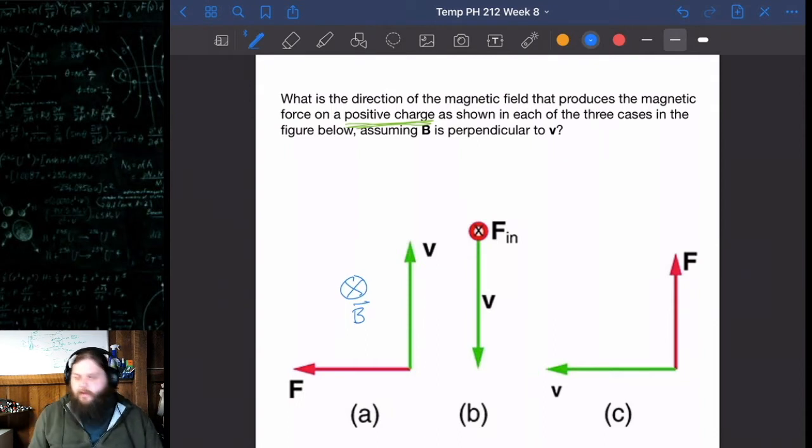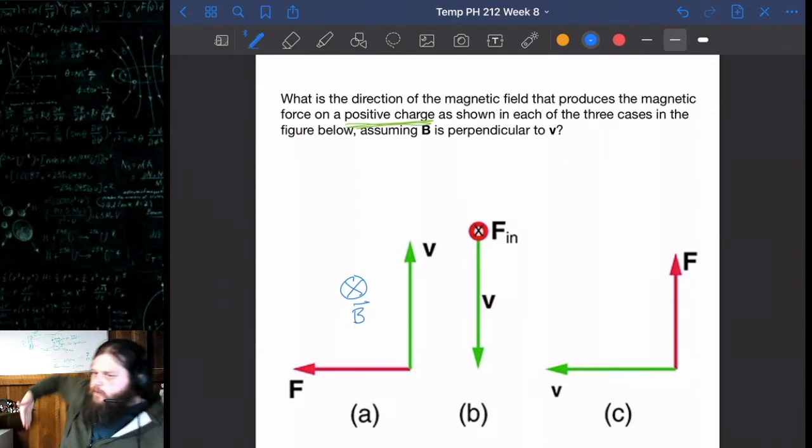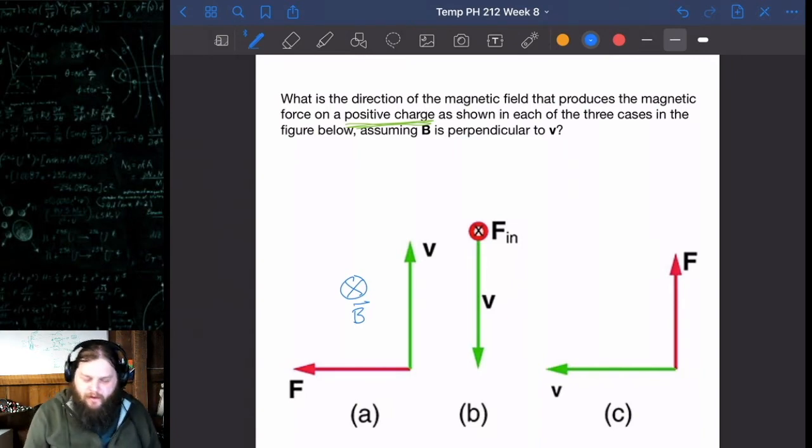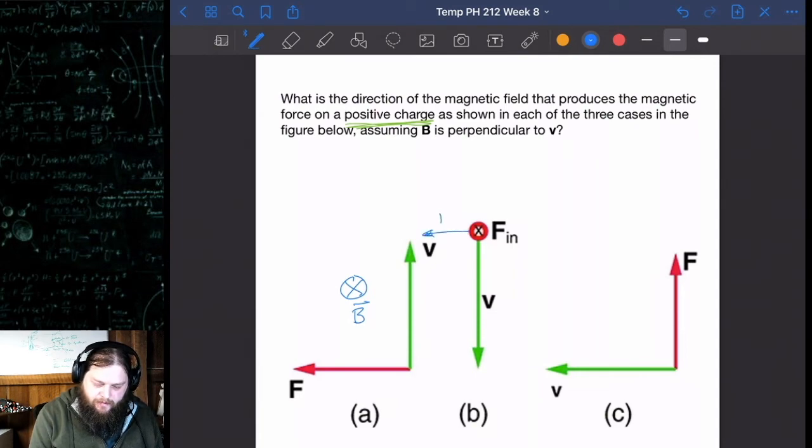Similarly with part B, my thumb needs to point into the page and my fingers point down, and my fingers will curl to my left, probably your right, based on the camera. So my left says that that vector should be going that way.